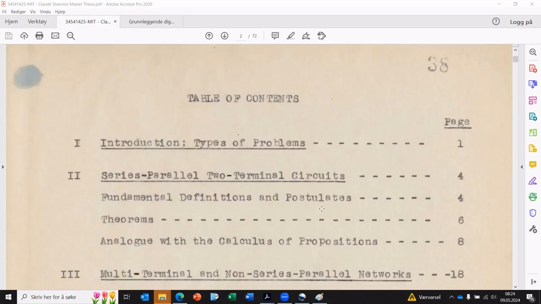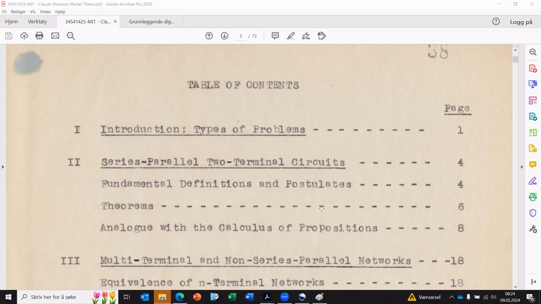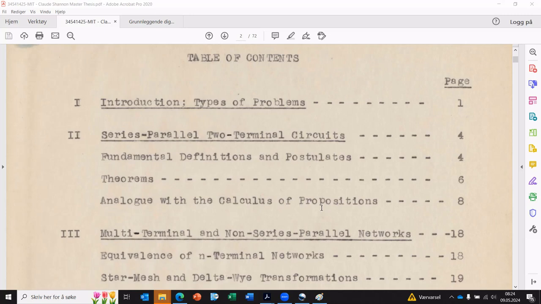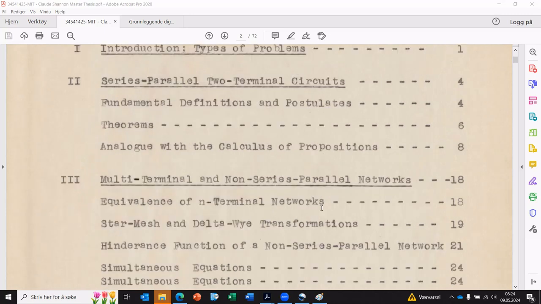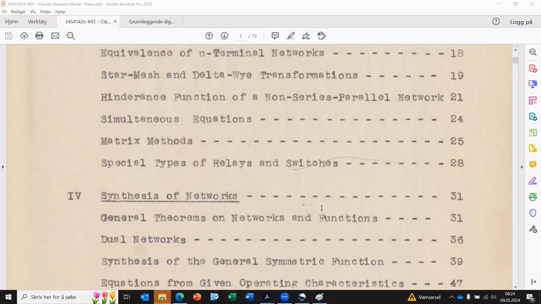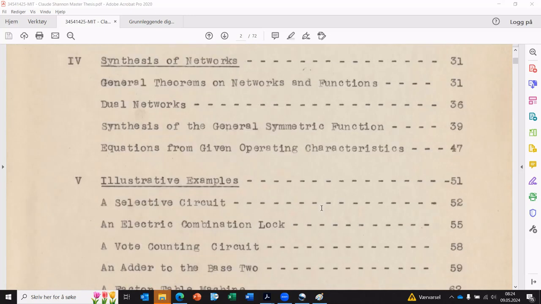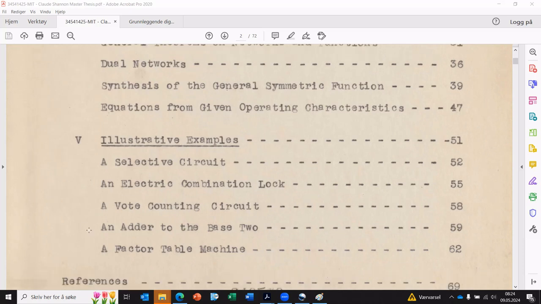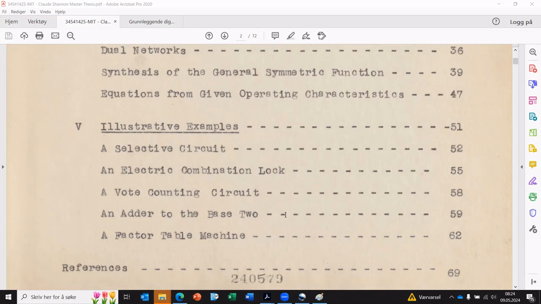Okay, here is the table of contents, introduction, types of problems. He was looking at switches and relays, series and parallel two-terminal circuits, multi-terminal and non-serial parallel networks, and synthesis of networks, illustrative examples. And the one we are going to look through in great detail is an adder to the base of 2 on page 59. And this is the most important thing that came out of Claude Shannon's master thesis, and also that he used Boolean logic to make electronic calculators.